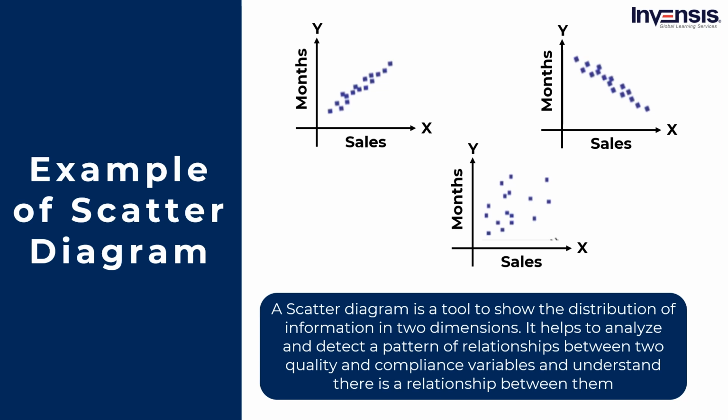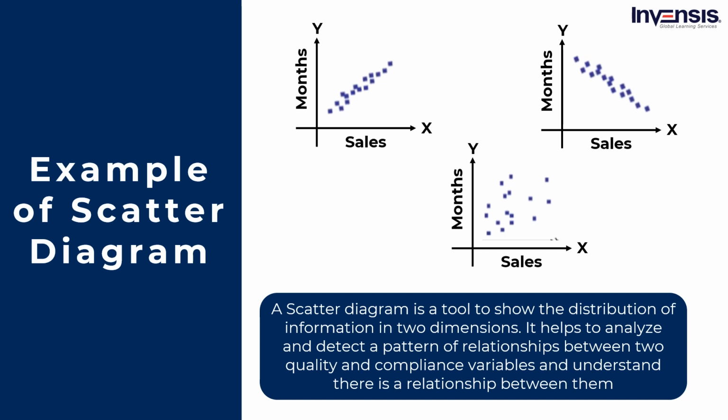The diagrams show the sales of a product per month. The first diagram shows the correlation as positive, which is represented by a rising trend. This indicates that every month, the sales increase. The second diagram shows a correlation as negative, which is represented by a downward trend. This indicates that every month, the sales keep decreasing, and the third diagram has no correlation. This indicates that the sales keep varying every month.